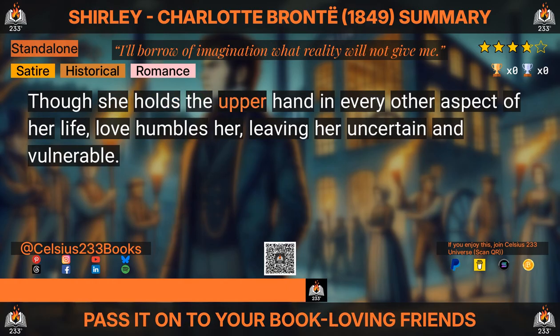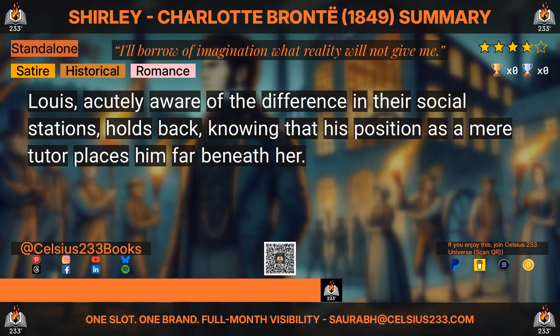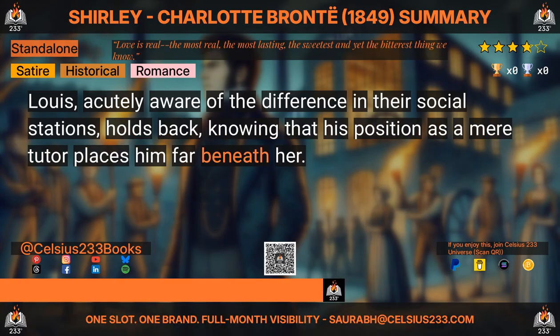Shirley, always in control, is unprepared for the power of these feelings. Though she holds the upper hand in every other aspect of her life, love humbles her, leaving her uncertain and vulnerable. Louis, acutely aware of the difference in their social stations, holds back, knowing that his position as a mere tutor places him far beneath her.